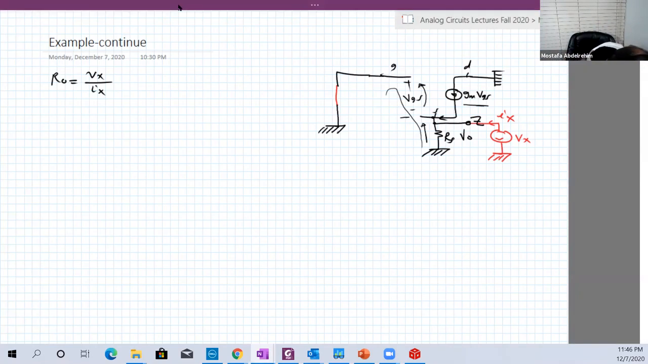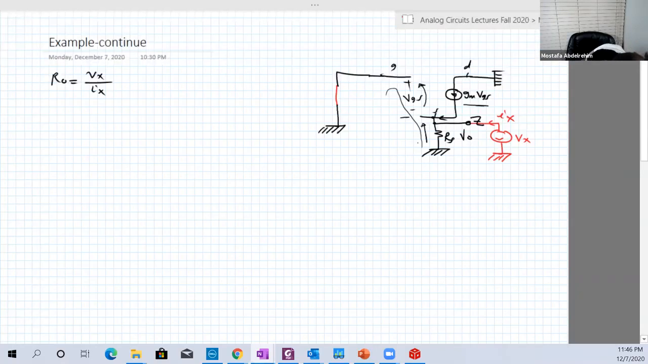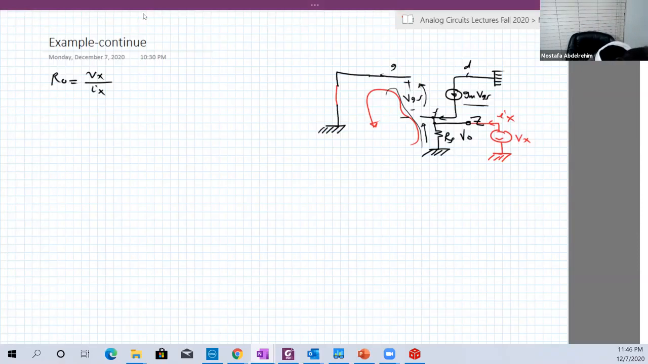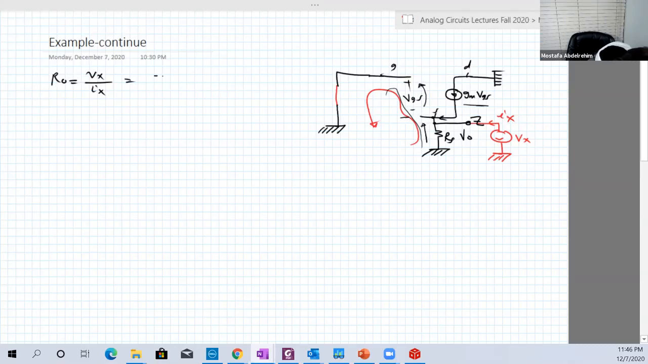So basically, if you make a loop here, you will have only 2 voltages in that loop: the voltage across RS, which is Vx, and VGS, okay? And they are both in the same direction. So Vx is basically minus VGS.